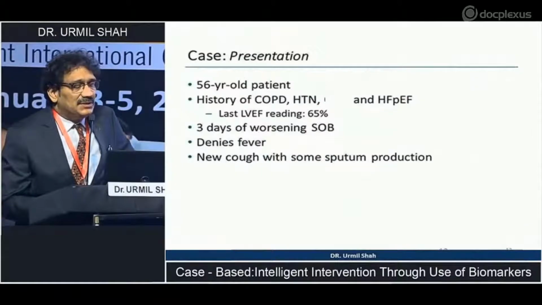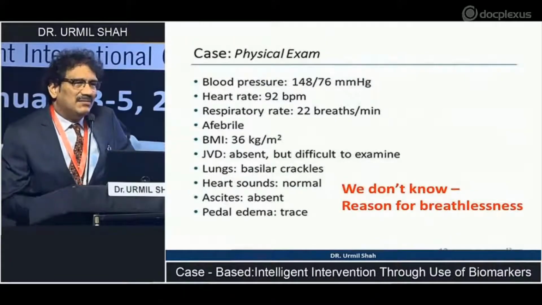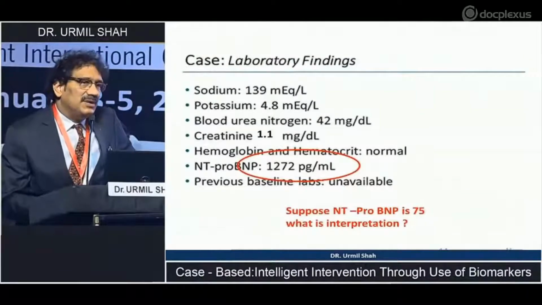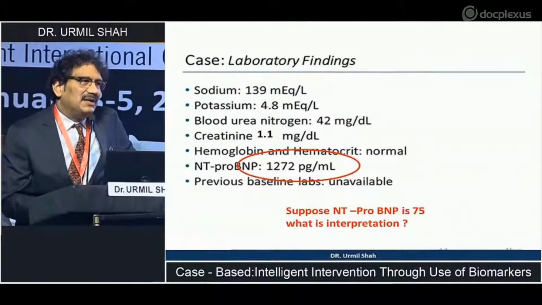Suppose there is a 56-year-old patient, a known case of COPD and hypertension. His ejection fraction is normal. He has had worsening breathlessness for the last 3 days. We don't know the diagnosis. On clinical examination, the patient has mild basal collapse, otherwise everything is normal. If you do NT-proBNP in this patient and it is elevated, like in this patient, it is 1272, it is definitely because of heart failure. Suppose the NT-proBNP comes to like 75, then practically we can rule out heart failure.